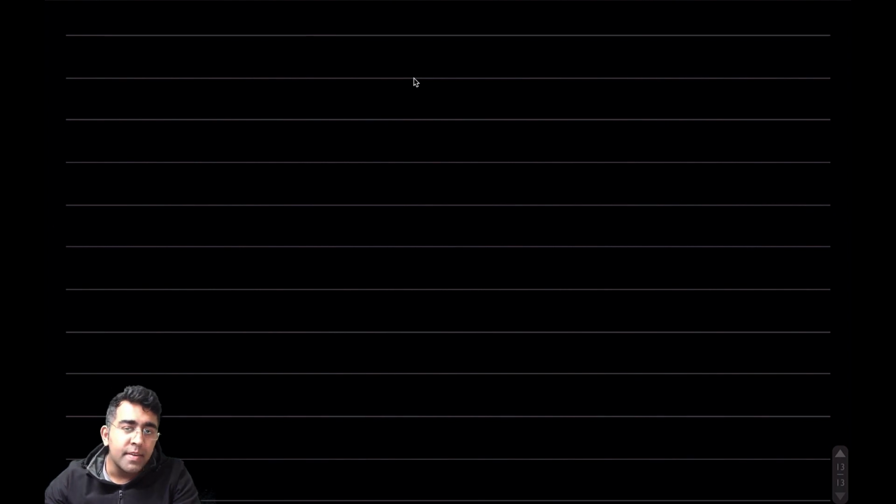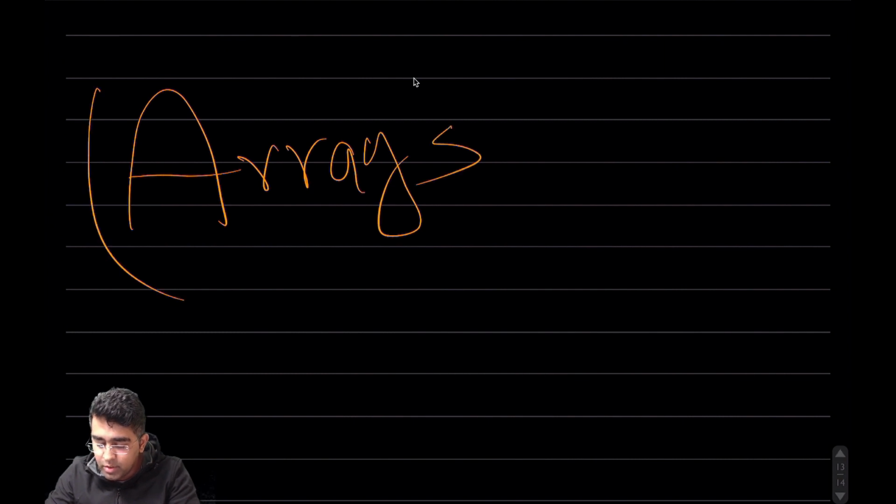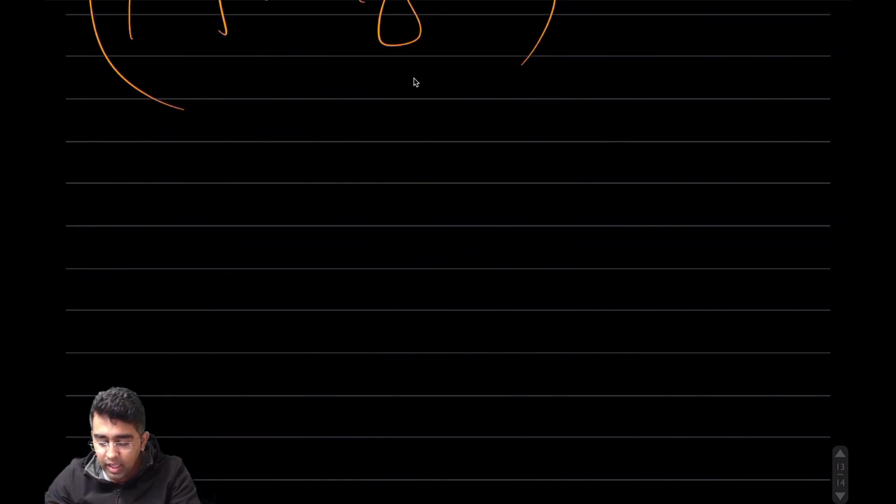Welcome back. In this video, we are going to talk about one of the most important data structures available in JavaScript. Also, this data structure is available in pretty much any programming language out there. I'm talking about arrays. Arrays are very important to understand because they will be used heavily in your programming. So let's go down and talk about what an array is and why we need an array.